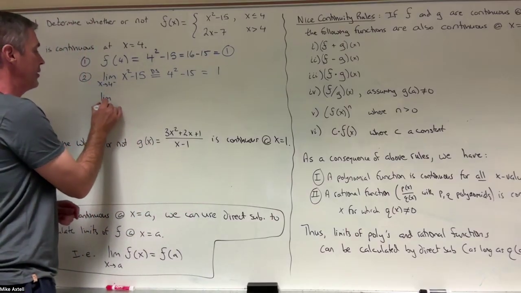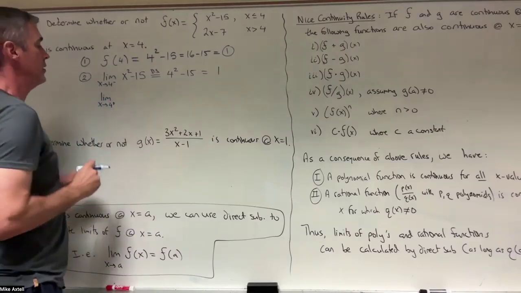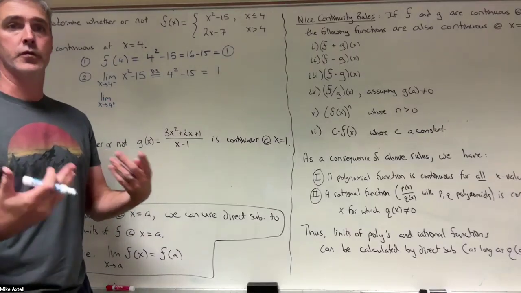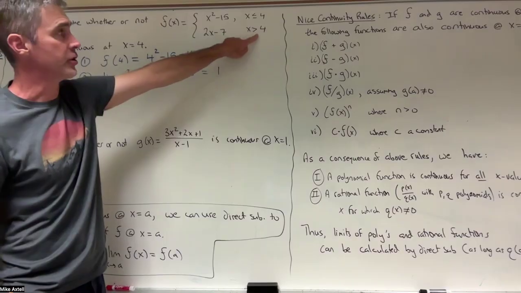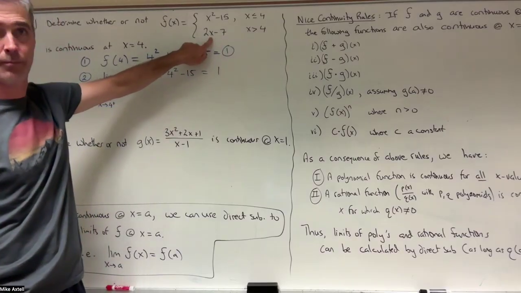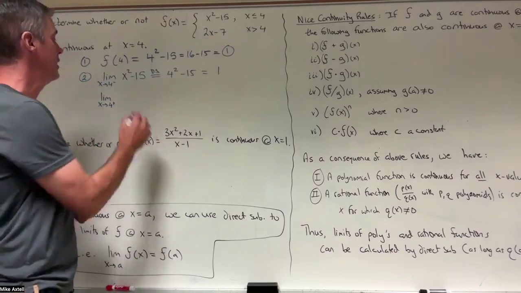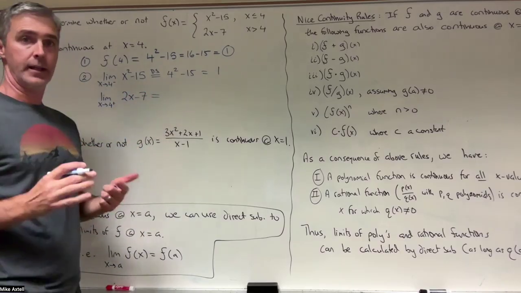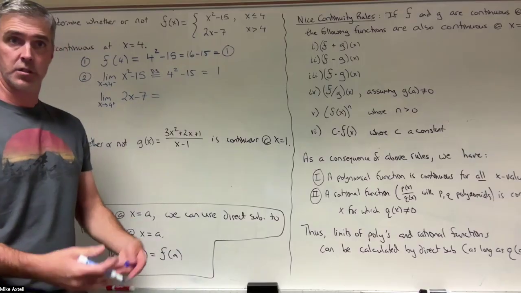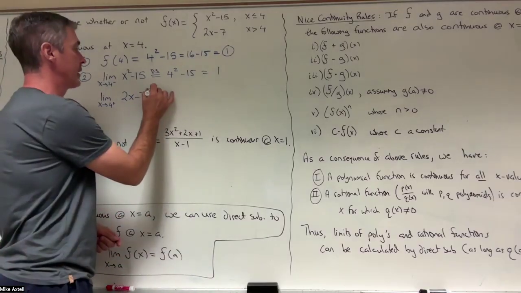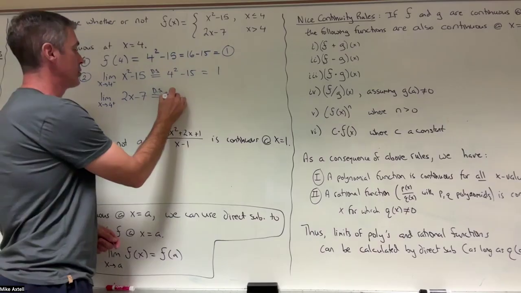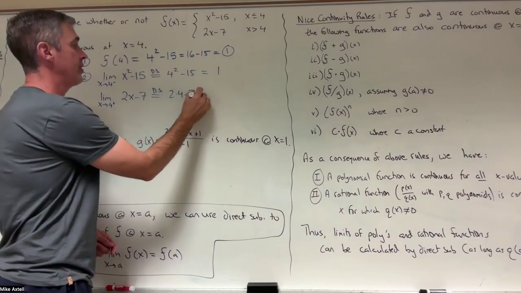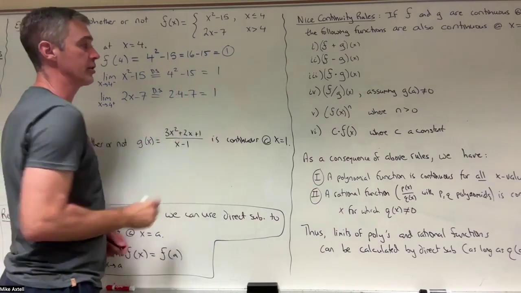How about the right-hand limit? So x approaches 4 from the right, I'm thinking 4.1s, 4.01s. So I'm thinking x value is greater than 4. So I'll be using the bottom part of the piecewise defined function. So f for these guys is 2x minus 7. And again, if direct substitution works, great, I'm done. So let's try direct sub. I'm going to plug in x equals 4: 2 times 4 minus 7. I get 8 minus 7, which is also 1.